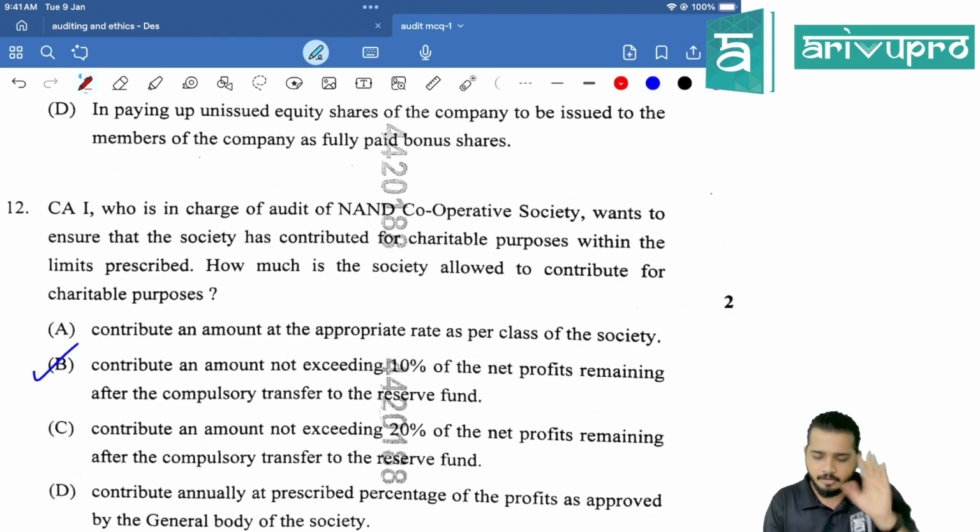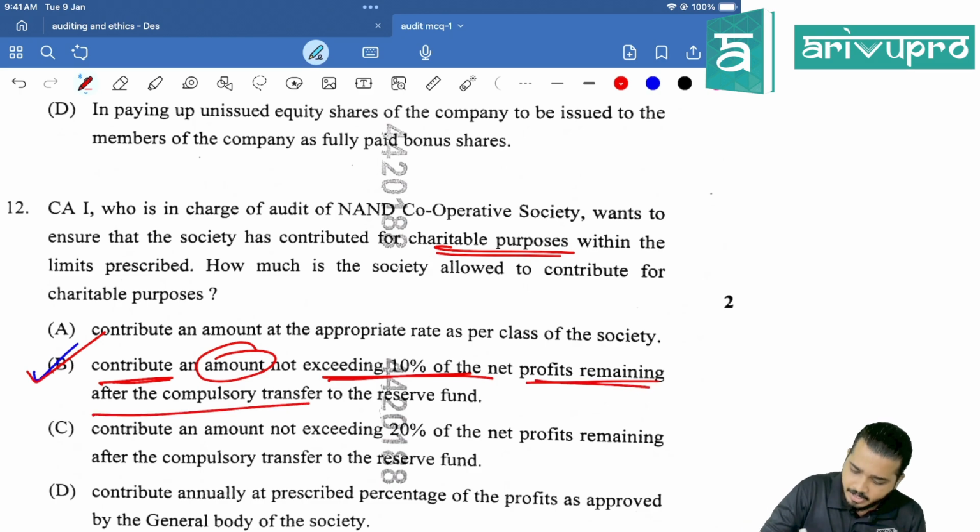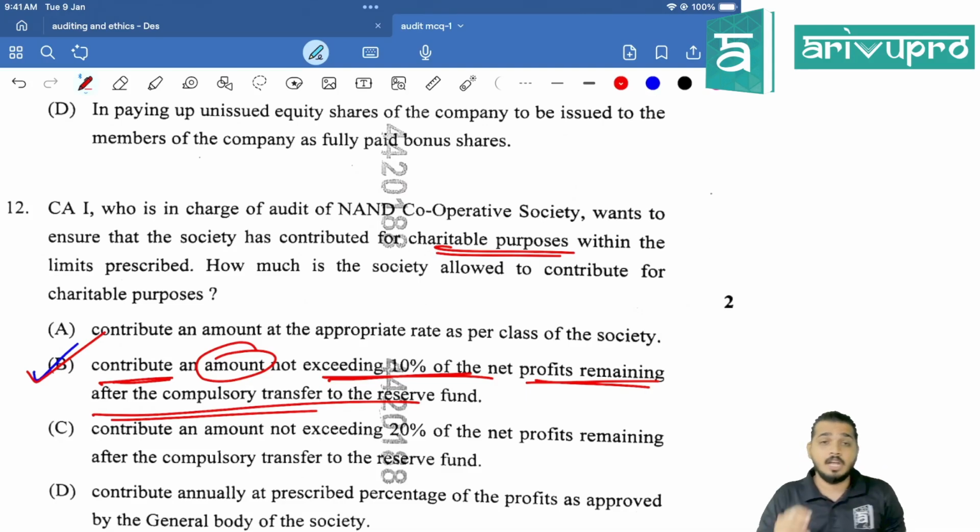What is the answer? Told you, not exceeding 10%. Contribute an amount not exceeding 10% of the net profits remaining after compulsory transfer. Transfer here we have to do it. We have studied properly that here transfer is mandatory and not optional. We had cross-referred and studied.